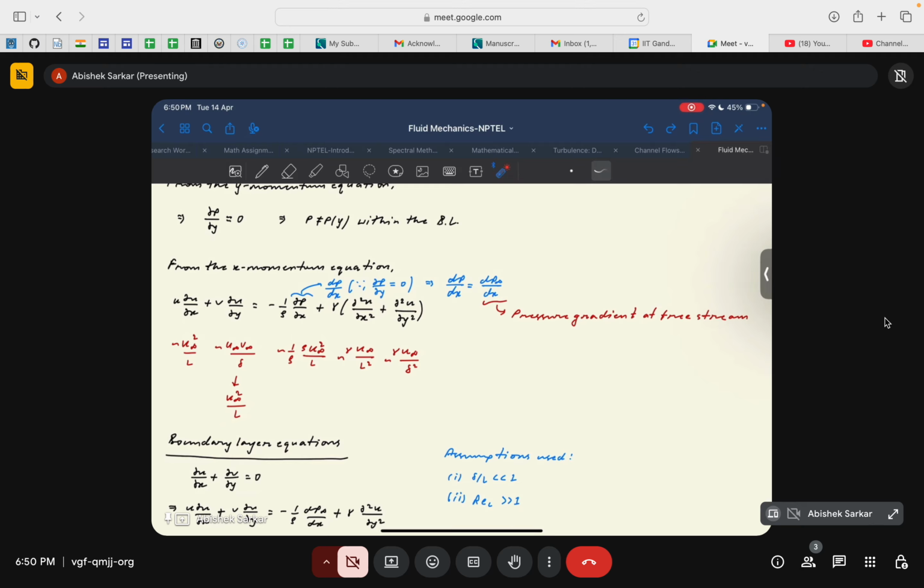But look at these two terms, these two terms are the crucial part. If you compare only these two terms, you will see that this term, the velocity gradient along the y direction, has a much higher magnitude compared to this term. Why? Because delta by L is much less than 1, and even if you take the ratio of these two terms, you will find that the order of magnitude of this term is indeed much higher than this term.